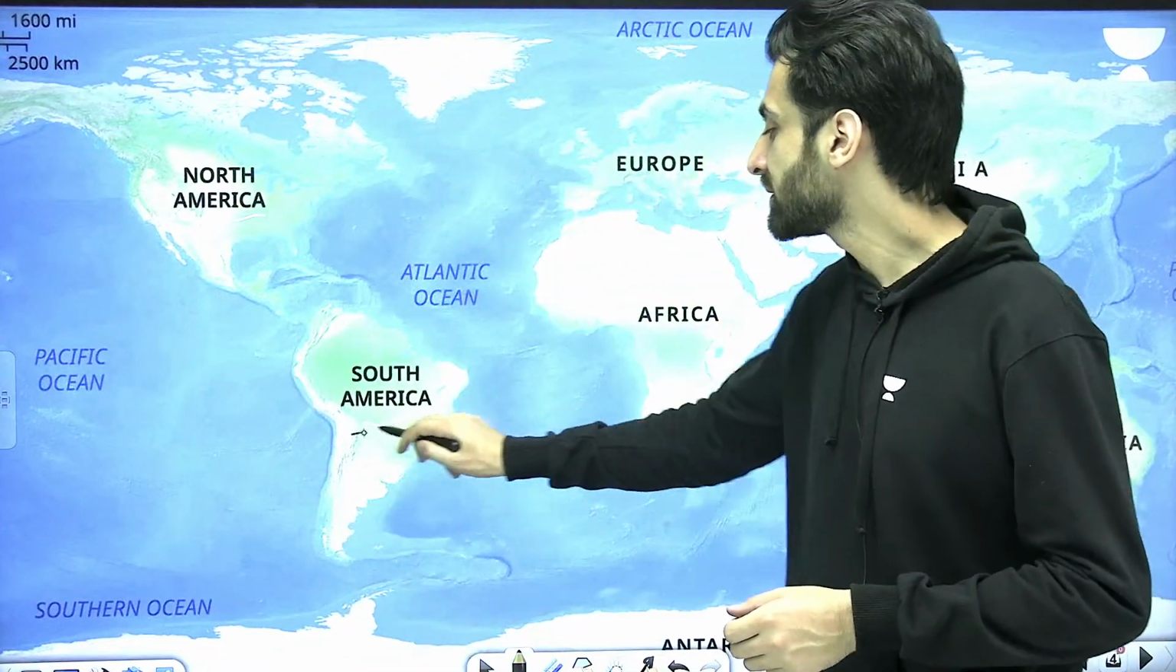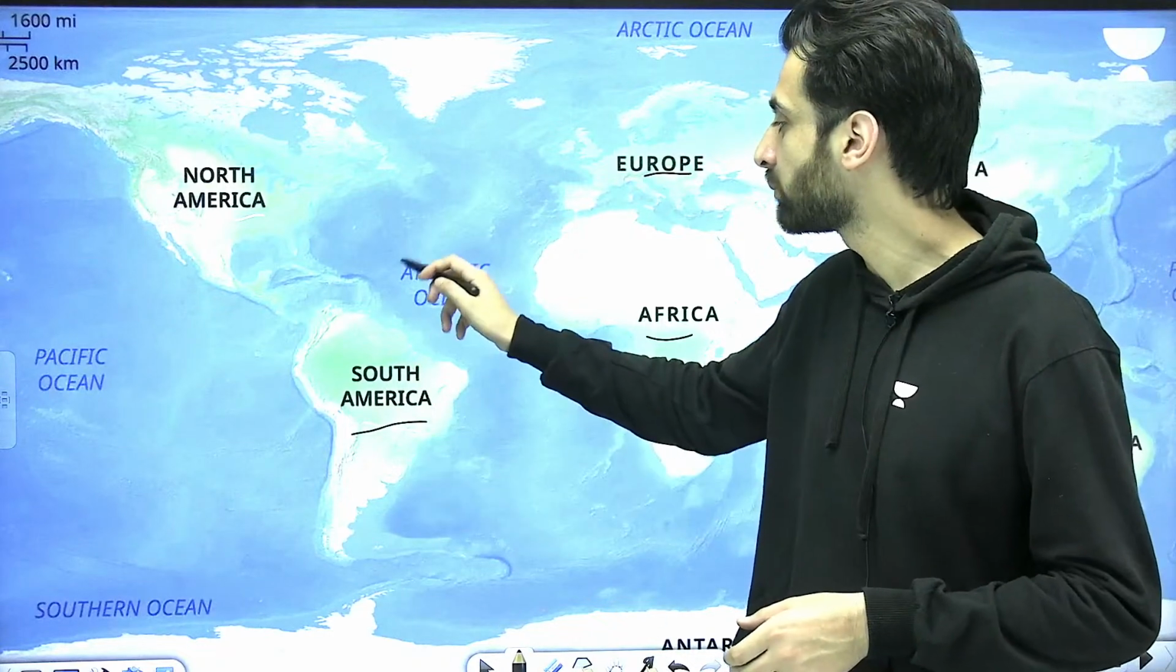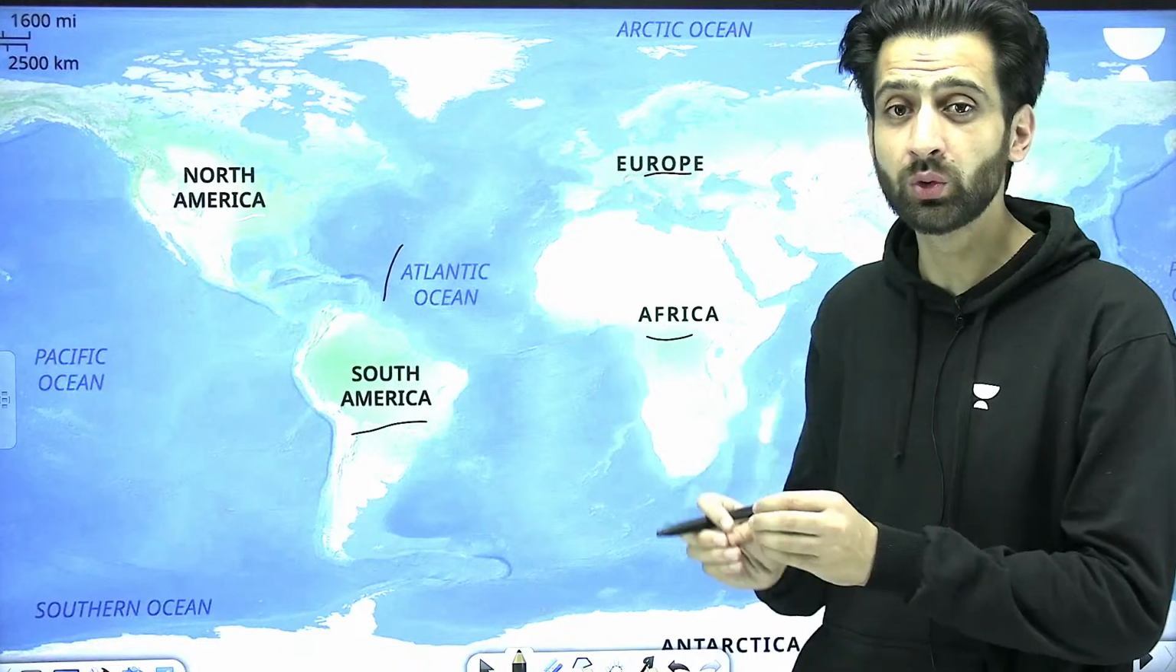Now, if you look at this, South America, Africa, Europe, these are all the continents that are there. Then you look at the water bodies as well. You will get the Atlantic Ocean, the Pacific Ocean, the Indian Ocean, Southern Ocean, Arctic. These are all the oceans that are there. Now, we have to go one by one.